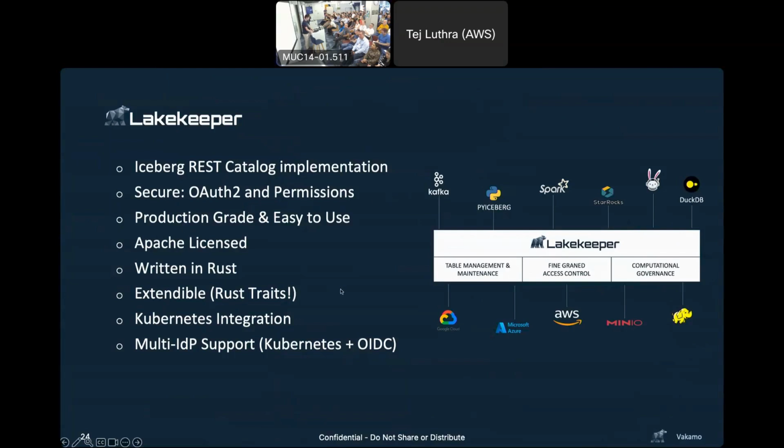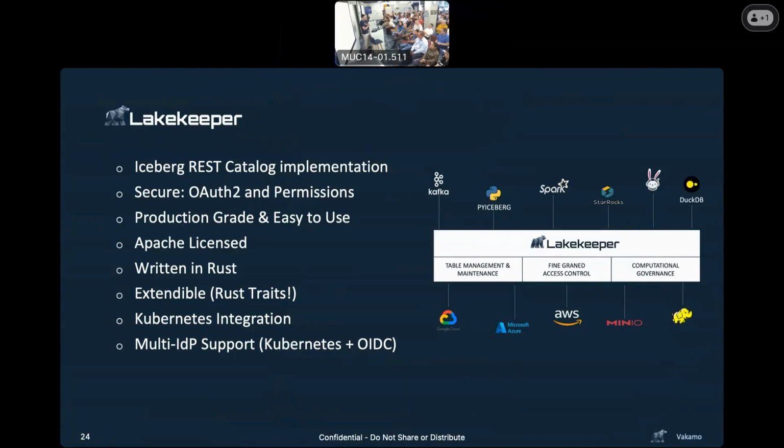And it's extendable, I mean, it's Rust. We have a lot of Rust traits that you can use. Because it's Rust, it's a small binary, like 70 megabytes. We have it in a Google distroless Docker image, with nothing installed at all, not even a shell, and it still runs. So it's super secure, it's minimal. We have a very good Kubernetes integration for those of you who need this, including multi-IDP support. So in addition to your regular IDP that supports OIDC or OAuth, you can also have Kubernetes workloads authenticate natively against Lakekeeper.